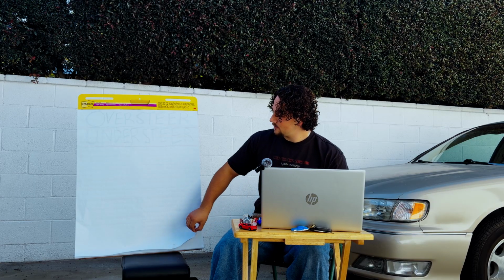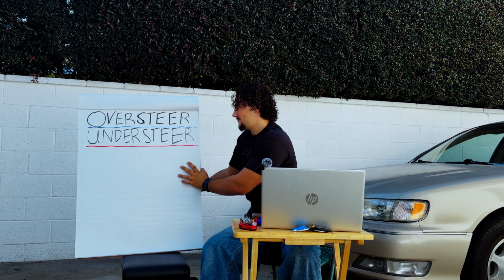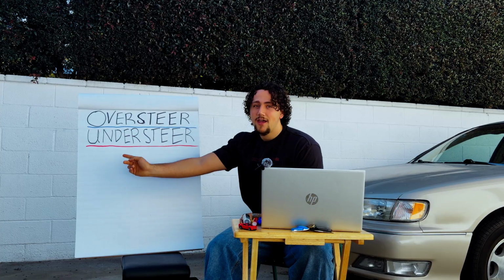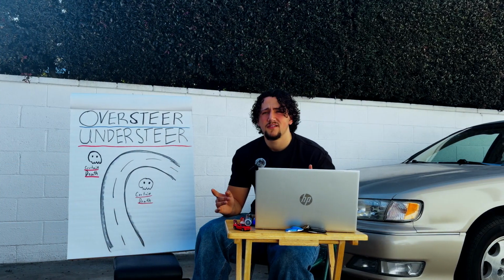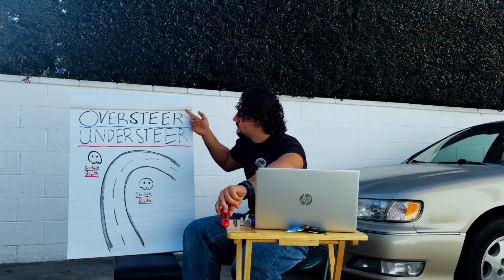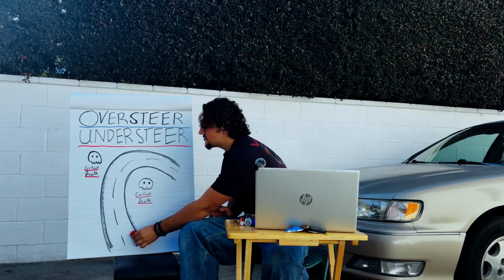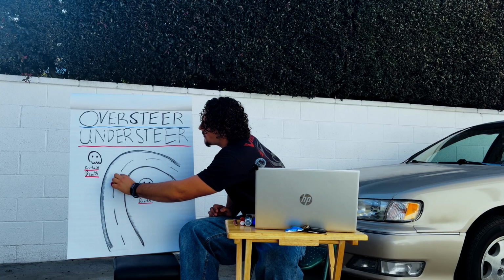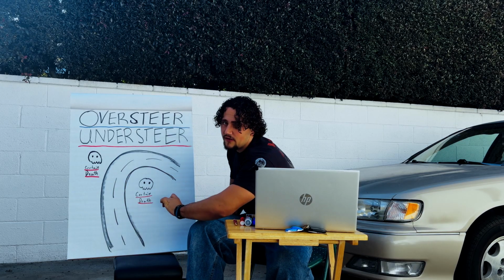Now, ladies and gentlemen, we're going to be learning about two things here today, and those two things are oversteer and understeer. Now, let's get into it. So let me put it like this. Oversteer. That's when you're driving and your rear tires lose grip, causing you to turn more than expected, and you fly off the cliff and you die.